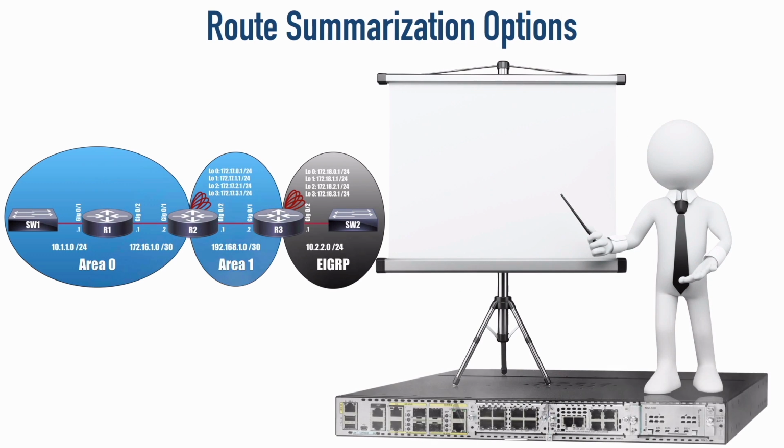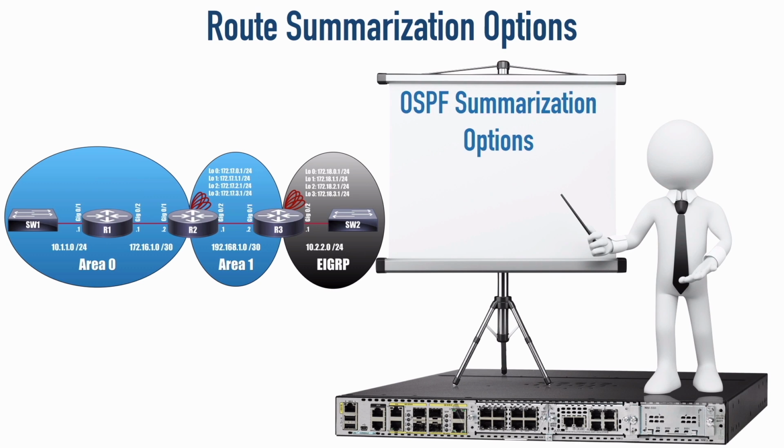Here are those two different options and the syntax that we're going to be using in this video. We can summarize at the ABR, the area border router in this case, for networks being advertised from one area into another area. That's where we can do the summarization as we're coming into the area. But if we're coming in from another autonomous system, like router R3 on screen, coming in from that EIGRP autonomous system, we could use the summary-address command.